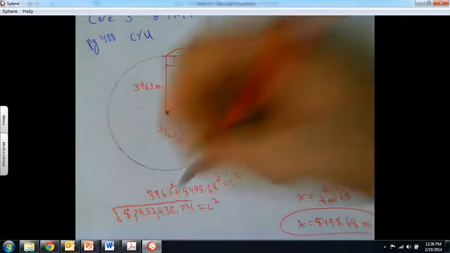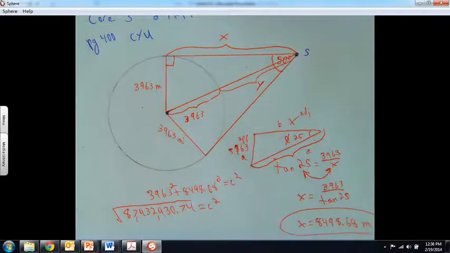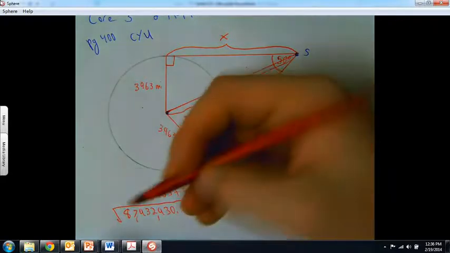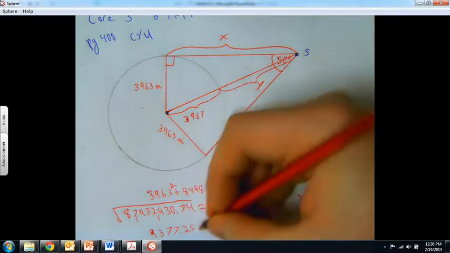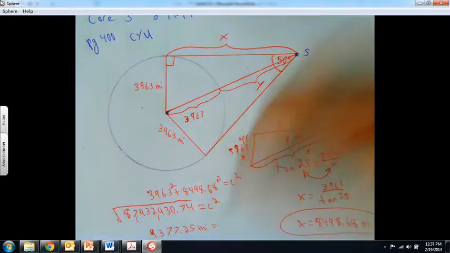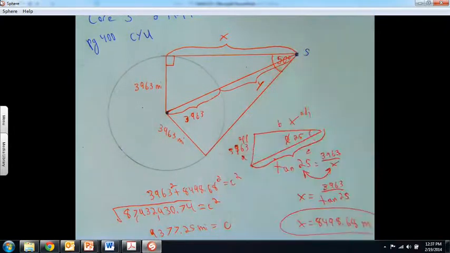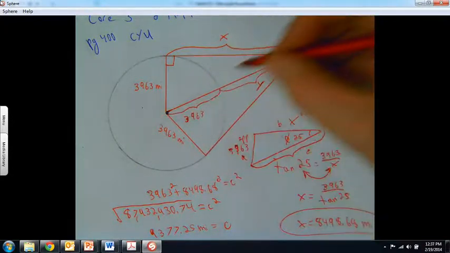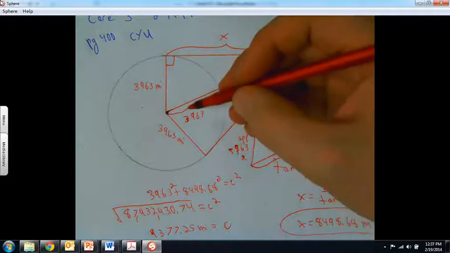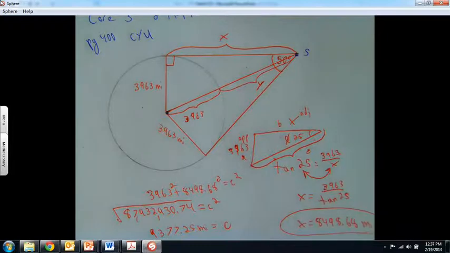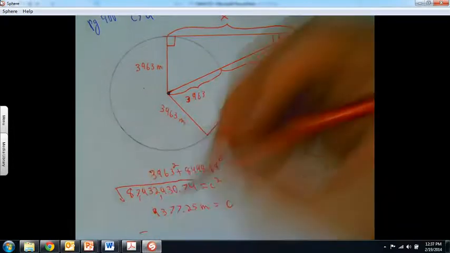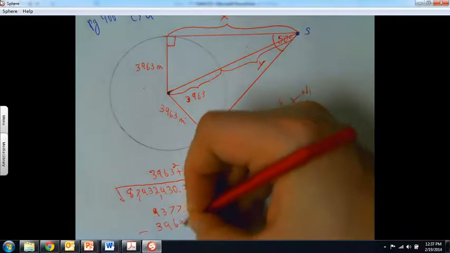So we want to take the square root of that whole thing, and I get 9377.25 miles equals the entire side. Now we have to be careful. That is not our answer yet. That is the whole thing from the satellite to the center of the Earth. But we want the satellite to the surface of the Earth. So we take our number here and subtract the Earth radius, 3963.